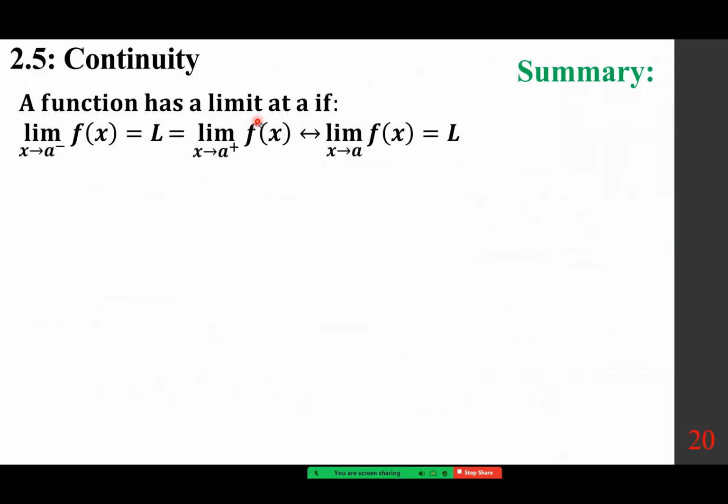Continuity. A function has a limit at a if the limit of f of x as x approaches a from the left is L, and that's equal to the limit of f of x as x approaches a from the right. If both sides are identical, the limit exists.